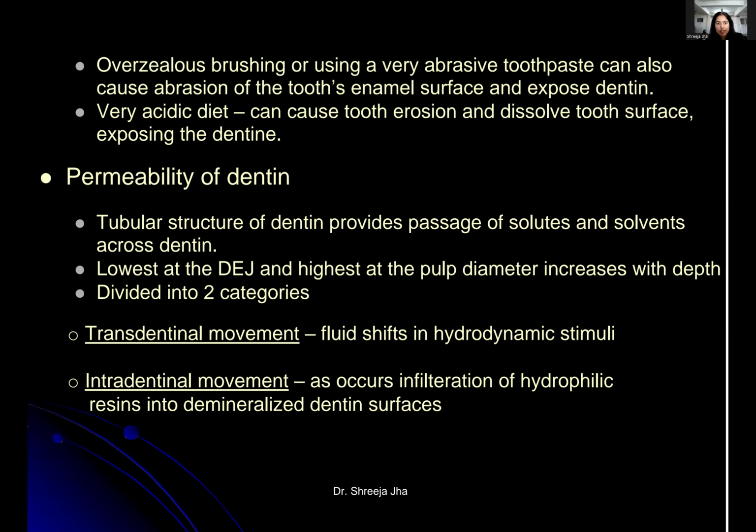Very acidic diet, like we all prefer, eating Coke and all. If we are having a very acidic diet, it can also cause tooth erosion and dissolve your tooth surface, and again expose the dentin. Okay. Permeability of dentin. The tubular structure of dentin provides passage of solutes and solvents across dentin. It is lowest at the DEJ and highest at the pulp, and also increases with depth. And this permeability is divided into two categories: transdentinal movement and intradentinal movement.